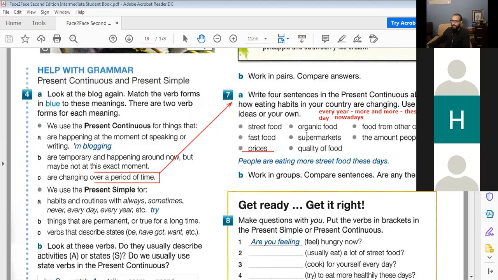Organic food. Can you repeat your example? Organic food is using nowadays. Using what? The organic food is using by people. Here we need the passive. Is used. Is being used more and more.